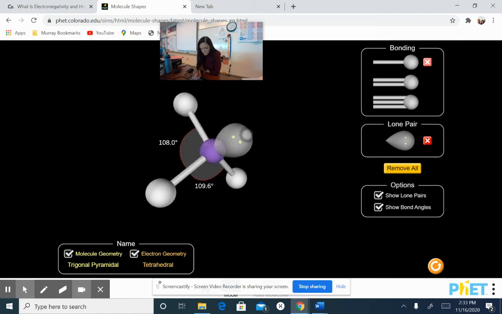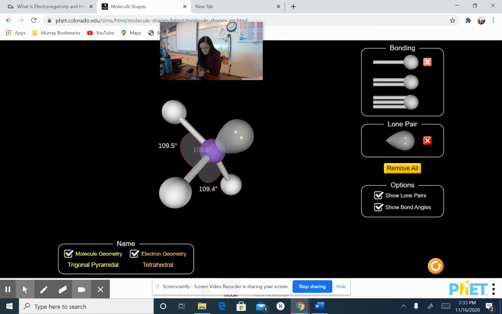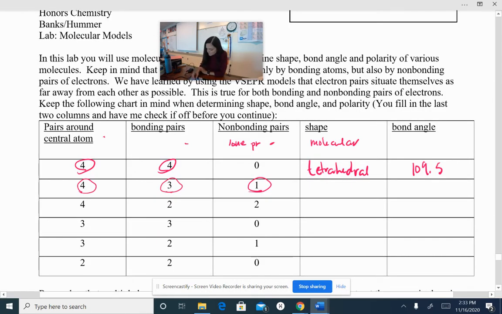In reality, this lone pair right here would take a little bit of extra space. We would expect it to be about 107, but it really depends on the electronegativity between these atoms, how much space those electrons take up. So when we fill this in, we will put trigonal pyramidal for our shape, and we will still have a bond angle of 109.5, sorry. Okay, so I want you to follow this table and create a table for you to get the shapes and the bond angles using this PhET.